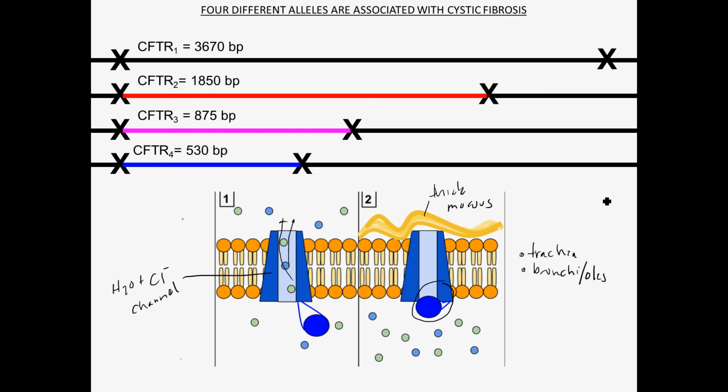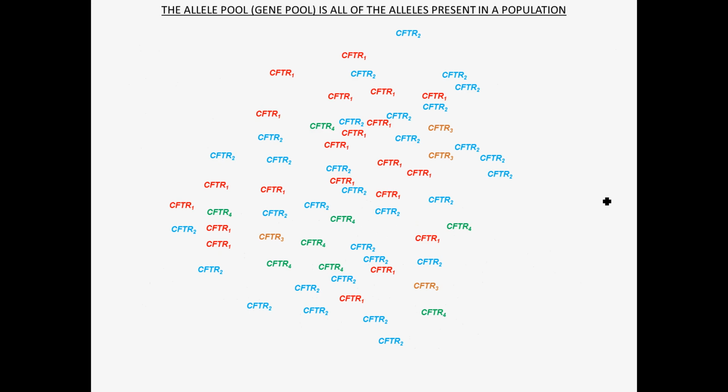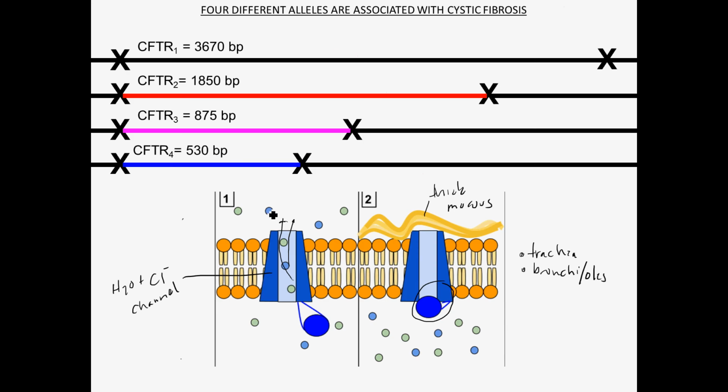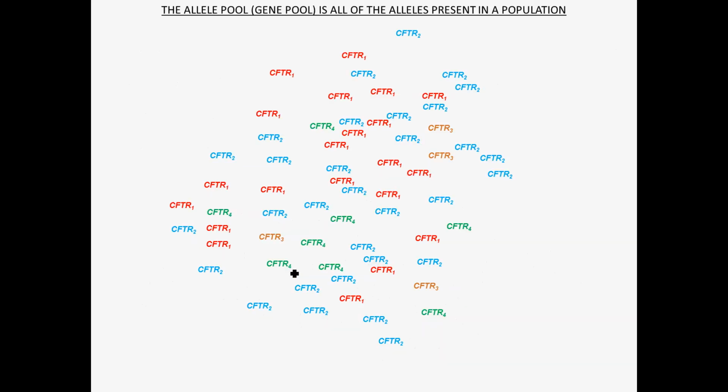But if we look at the different alleles that are present here, CFTR. CFTR, by the way, is the gene for this channel protein. So these are the genes, the alleles, one gene but multiple alleles that exist in the population. So we've got CFTR1 through CFTR4, and again, this is the allele pool. This is kind of what it would look like.